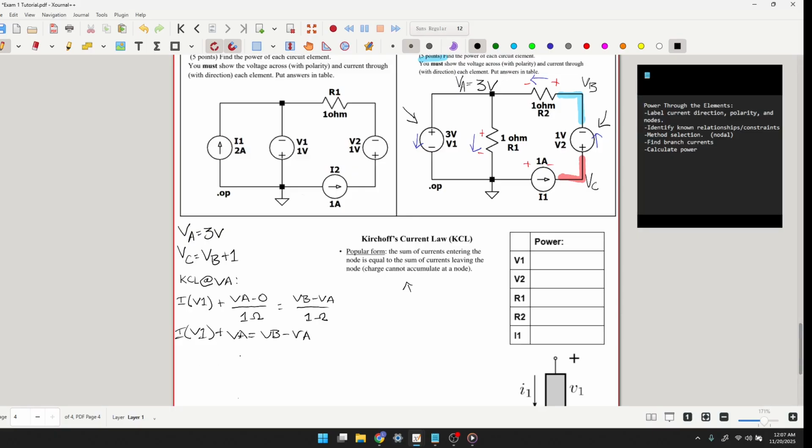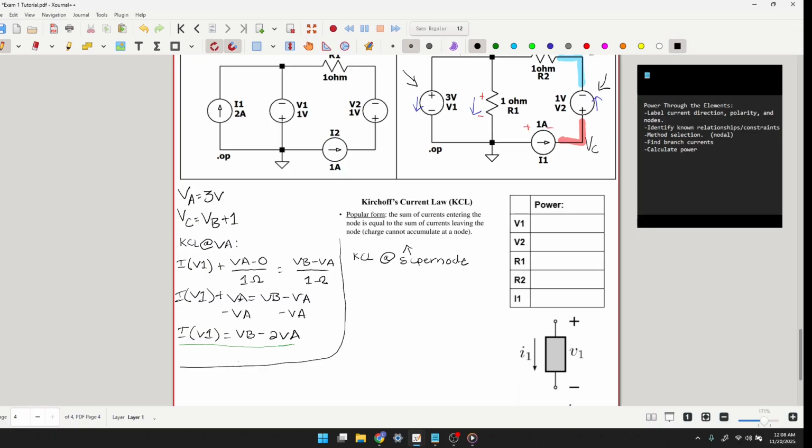Simplifying further, by subtracting VA from both sides, we get that IV1 is equal to VB minus 2VA. Let's save this for later.